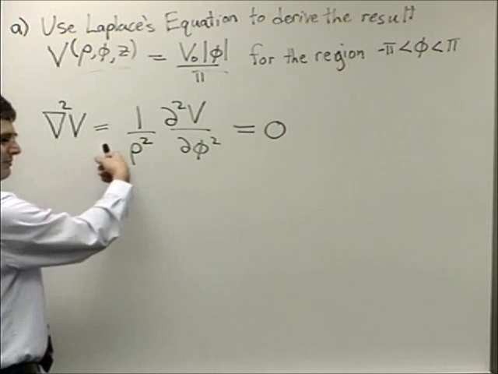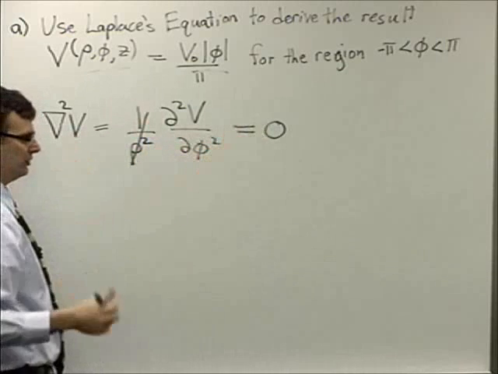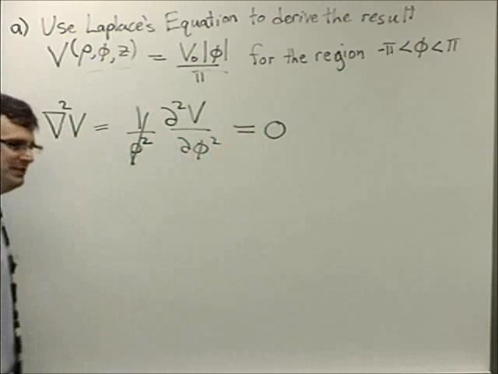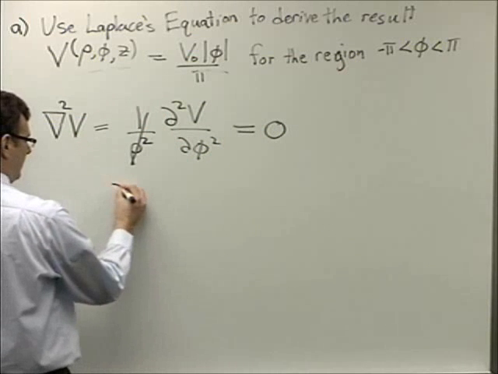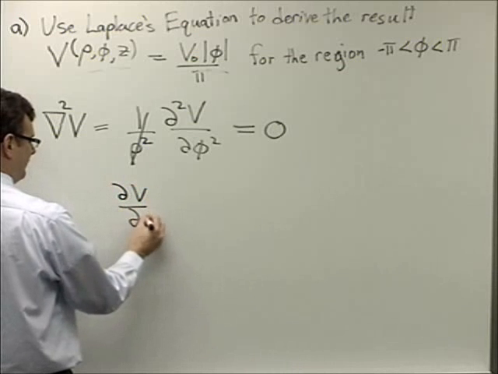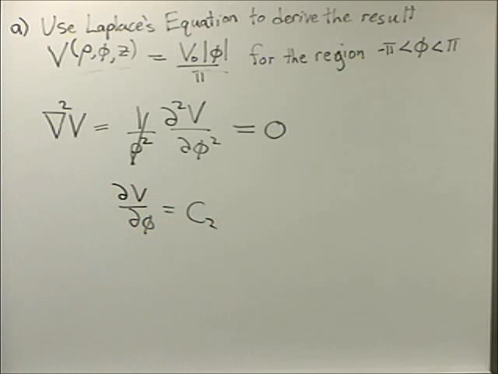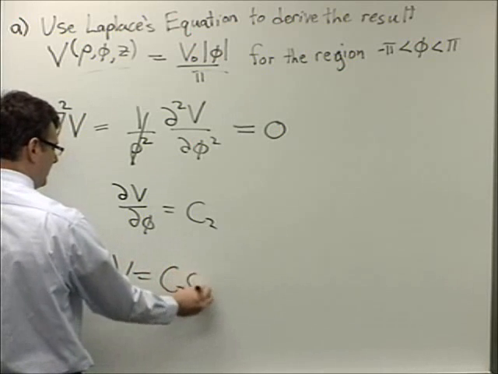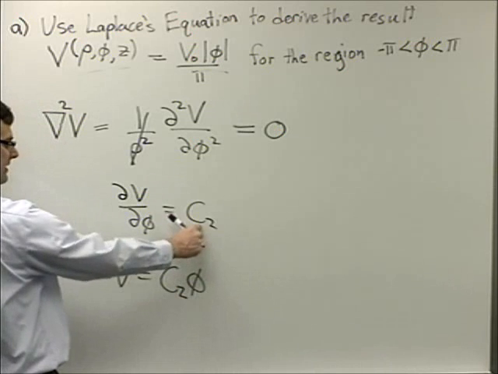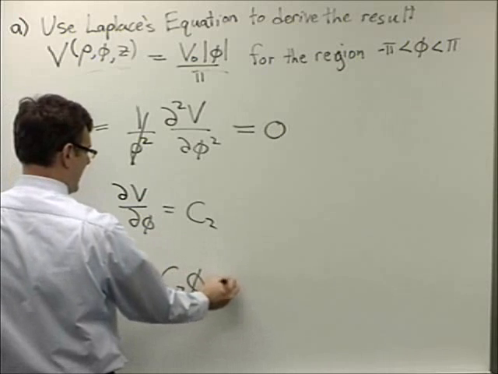First of all, I notice I can multiply through by rho squared. Times 0 is still 0. So that's a pretty easy partial differential equation to solve. I just integrate it once. What do I get? I get the first partial derivative with respect to phi, and that must be equal to some constant. I'll just call it C2 for now. I integrate it again. What is it equal to? C2 times phi, because the integral of a constant with respect to phi is a constant times phi. And I've got to add another constant, C1.